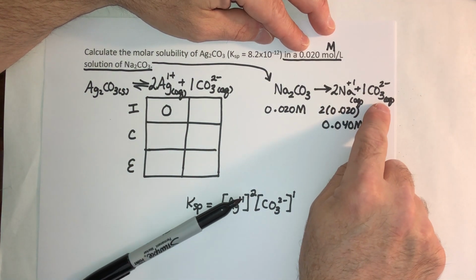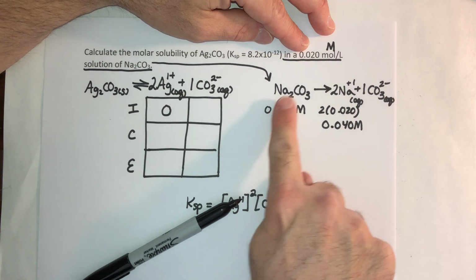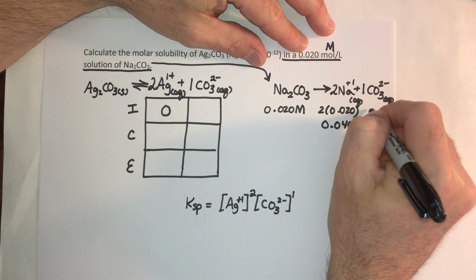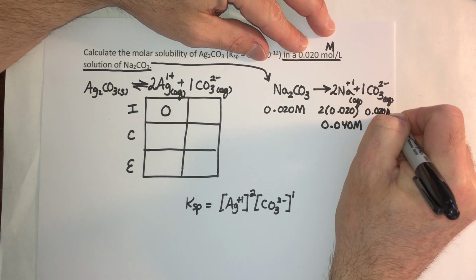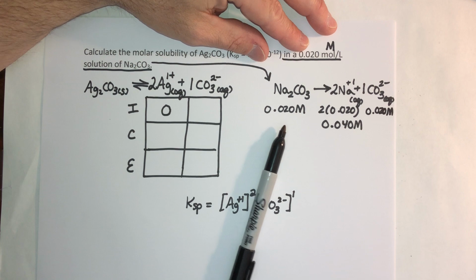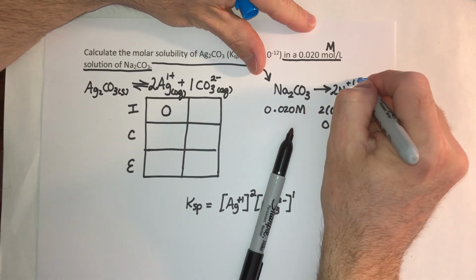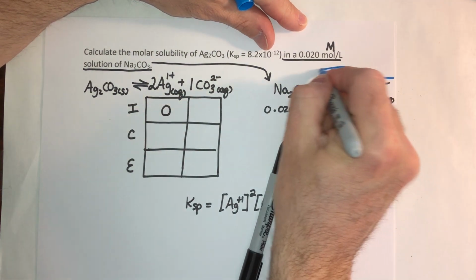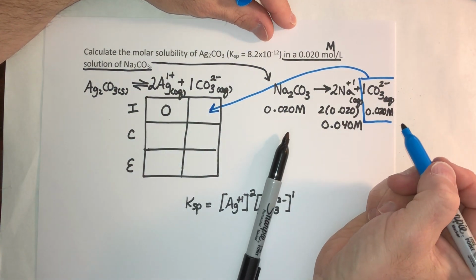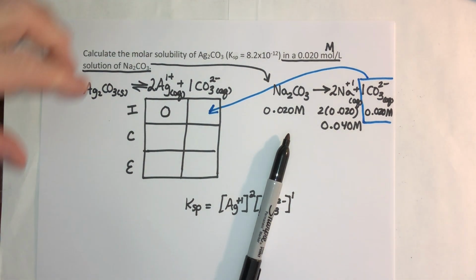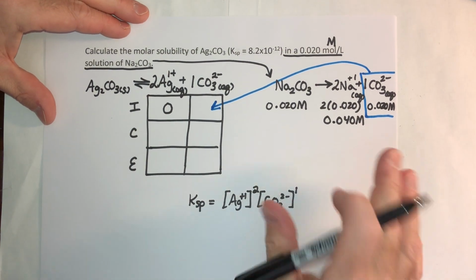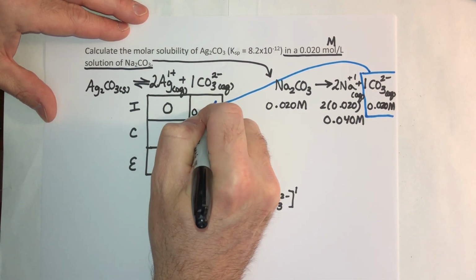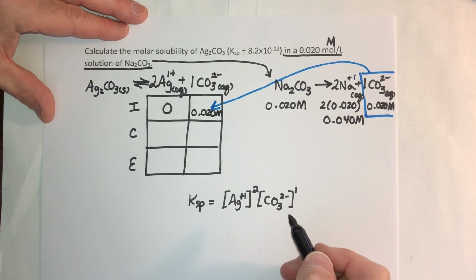Let's talk about the carbonate. For every 1 sodium carbonate you break up, you get 1 carbonate. So if you broke up 0.02, you'll get 0.02 molar. And this is the amount of carbonate that's already sitting in the water at the beginning of the experiment. So this is going to be my initial carbonate. The last time we had a common ion that was a cation. This time our common ion is going to be the anion. So that's how much you have at the beginning, 0.020 molar.